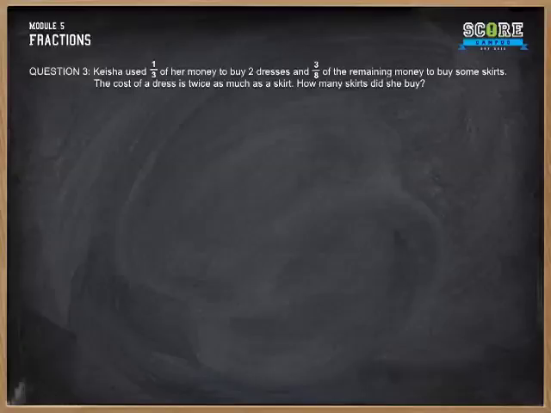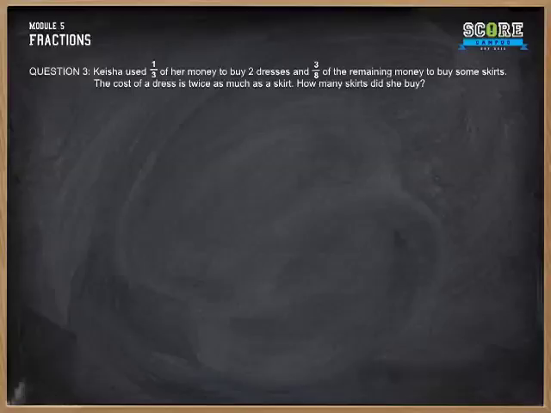Question 3. Kesha used 1/3 of her money to buy 2 dresses and 3/8 of the remaining money to buy some skirts. The cost of a dress is twice as much as a skirt. How many skirts did she buy? This requires some thinking process. Read the question carefully. Draw your models well.